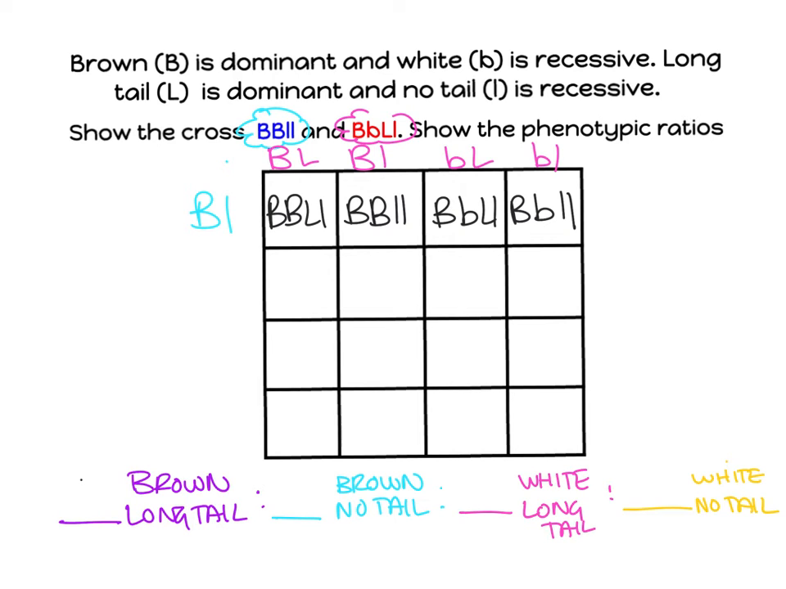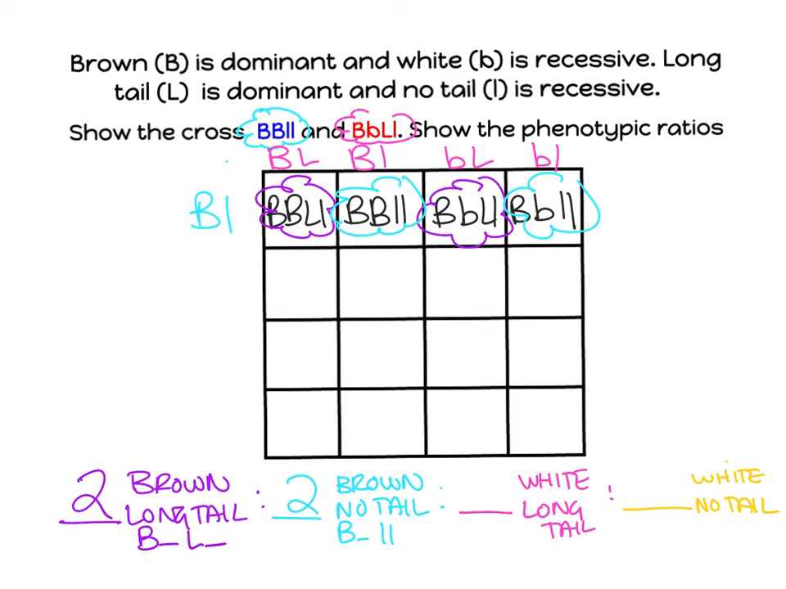So now we have to fill in the numbers. This is where I'm going to go through the Punnett square and count up how many I have of each. For brown long tail, I'm looking for anything with a capital B and a capital L. We have one here and then one here, so it looks like we have two brown-haired, long-tailed cats. For the second one, brown no-tail, we're looking for anything with a capital B, and no-tail is recessive, so it's going to have two little letters. It looks like we have two of those.